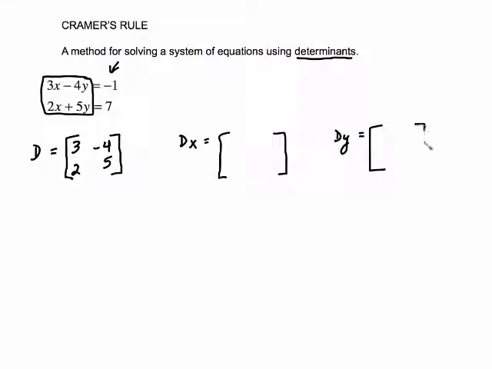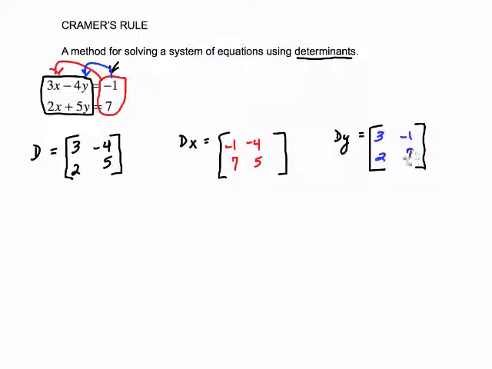What you want to do is take these answers and put them in for the x column coefficients to find the dx matrix. So the dx matrix will be negative 1, 7, but the rest of the column will be what it was right here, negative 4, 5. Then I want to take those answers, that constant column, and put them in here. So the beginning of the matrix will be 3, 2, and the constants will go in the y column.